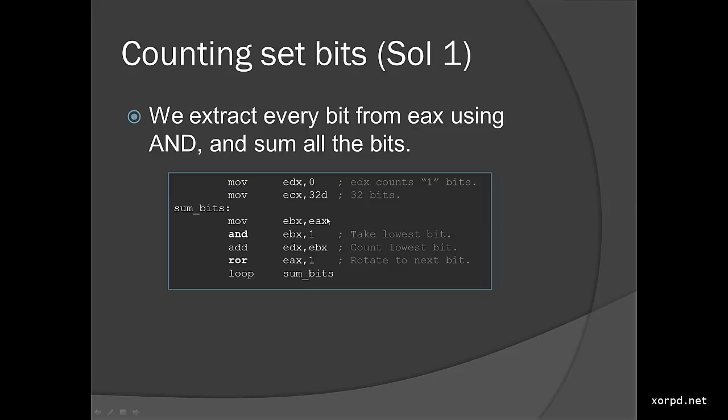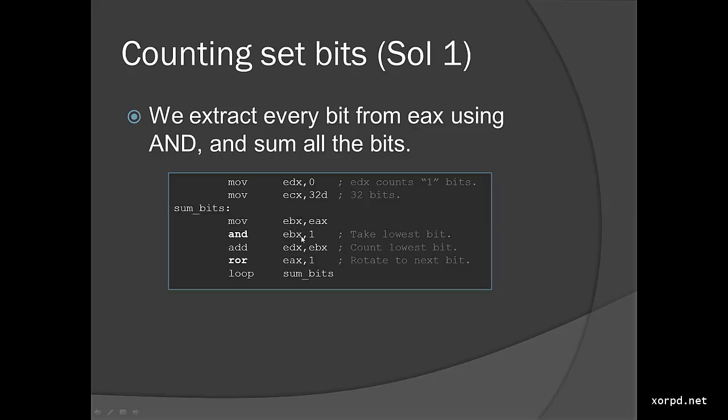Now we take EAX, which is the input that we get, the number that we want to count the set bits in. We first take a copy of this number into EBX because we don't want to ruin our input. We don't want to AND some kind of a mask on the input because then the rest of the bits of the input will just be gone. It won't be very good. So we first copy EAX into EBX, and now we work with EBX.